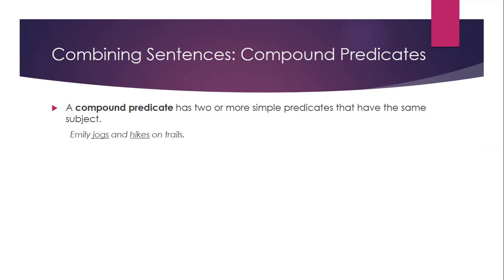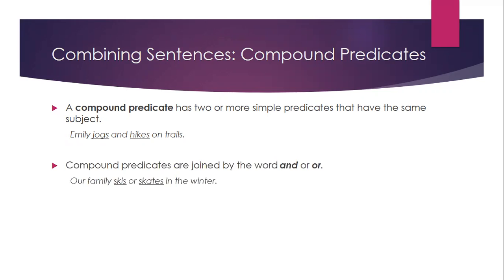Here's an example: Emily jogs and hikes on trails. All right, so these are the two simple predicates. What did we say the simple predicate is? The verb, right? The simple predicate is always the verb. So in this case, we have two verbs, jogs and hikes. Remember, compound predicates are joined by the word and or. So just as compound subjects, our family skis or skates in the winter. Our compound predicate, skis and skates.